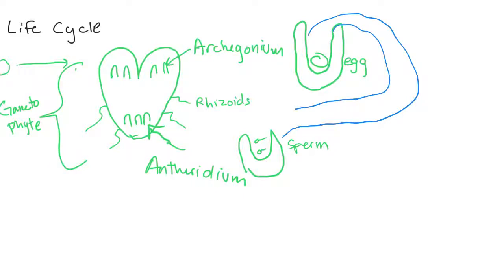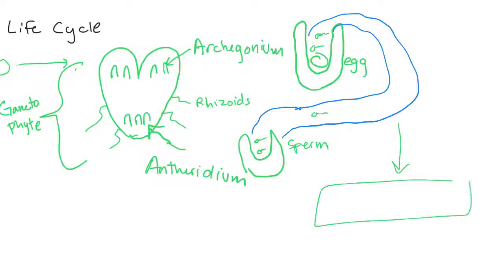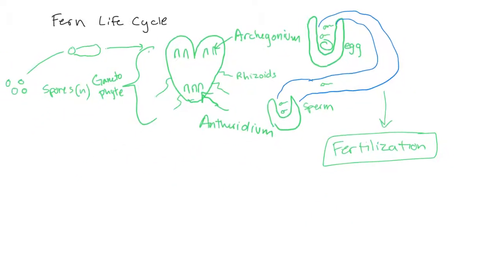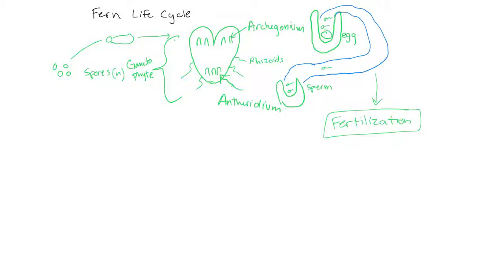With a stream of water, the sperm can go into the archegonium. And fertilization will occur. And then within the archegonium, what do you have? Zygote. Good. A zygote and then an embryo.